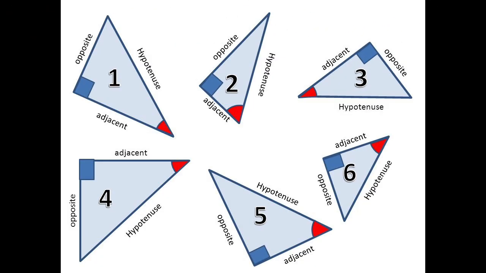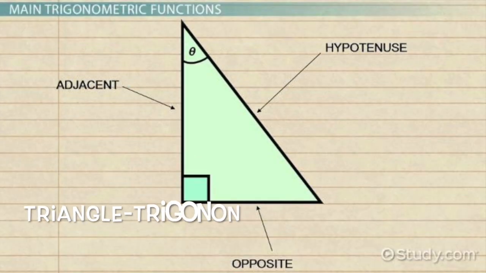Trigonometry is a branch of mathematics that studies relationships between side lengths and angles of triangles. You may be wondering where the word comes from. It goes back to the 16th century, the Latin derivative from the Greek words for triangle and measure.